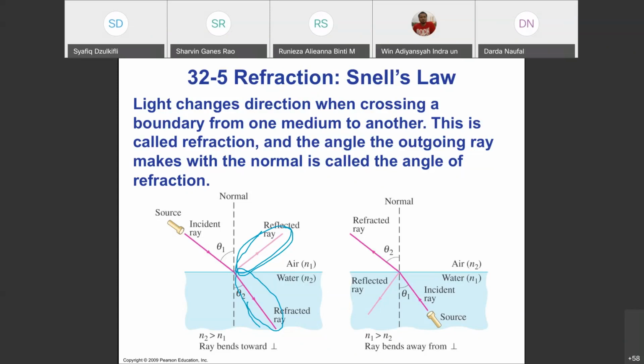Okay, just now, for reflection, the angle of this one equals the angle of reflection here. Right? The law of reflection. But for refraction, they have what they call Snell's law. It depends on the medium.